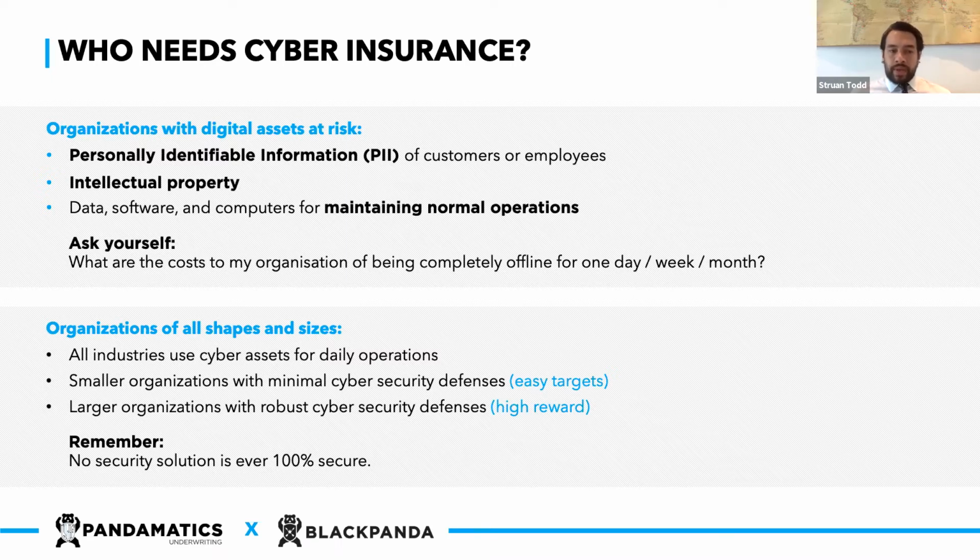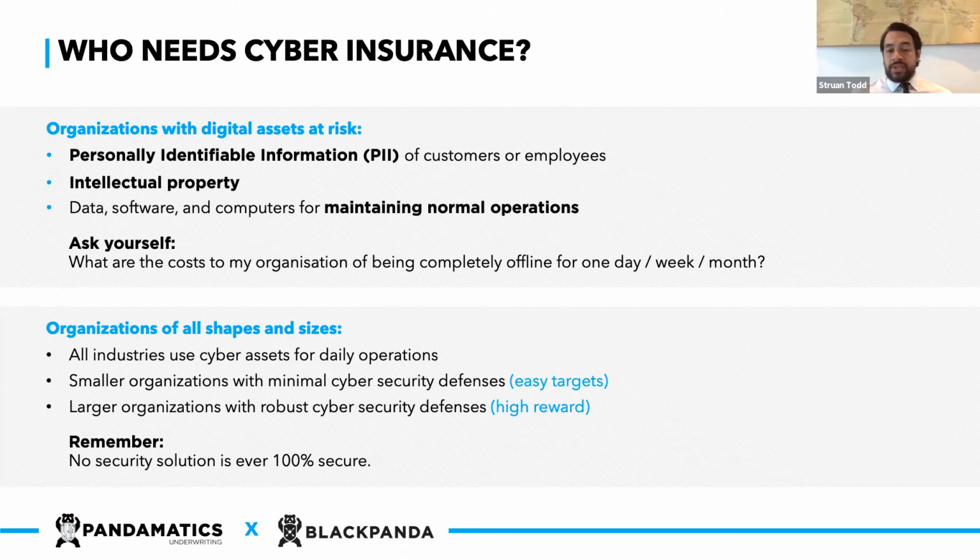So taking that into account, there are three main components of exactly what considerations need to be taken into place. They're not exhaustive, but these are probably the three basic points. First of all, do you process personally identifiable information, or do you hold it on behalf of your customers or employees? Secondly, do you maintain intellectual property of your own business or of other businesses or partner businesses that, if that were to become public, would cause substantial loss? And three, are data, software, and computers crucial to maintaining your normal operations as a business?